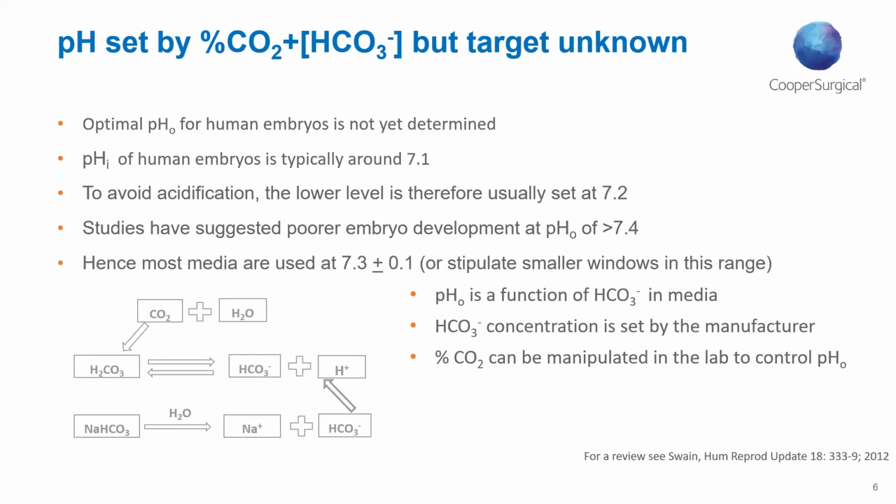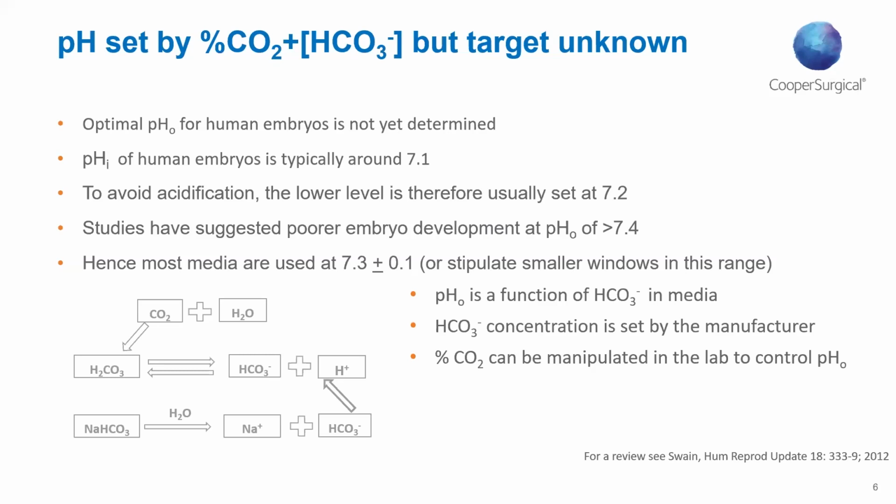Now, pH is an interesting concept because it's controlled absolutely in our culture system by the concentration of bicarbonate in the media and the concentration of CO2 that we provide in the incubators. And after all these years of embryo culture, we still don't have an exact target for the pH of our media. So we know that the pH of human embryos, excuse me, is around 7.1. So to avoid acidification, we set the lower level around 7.2.